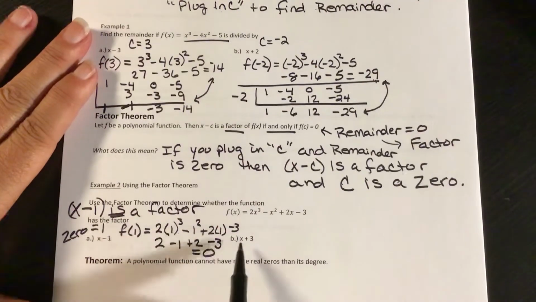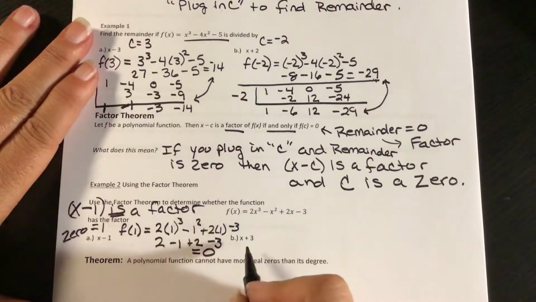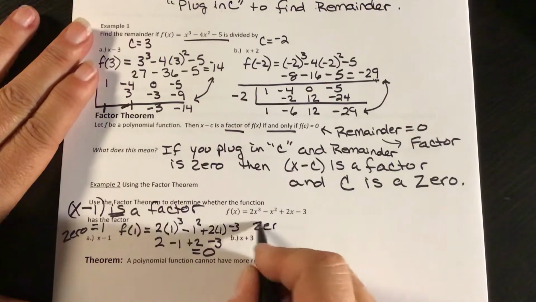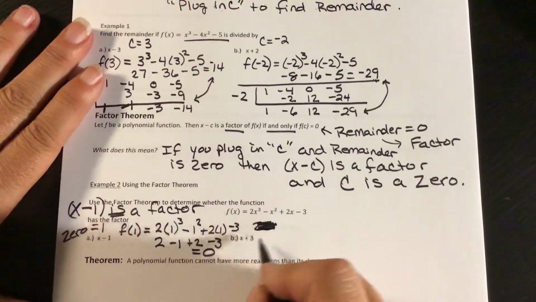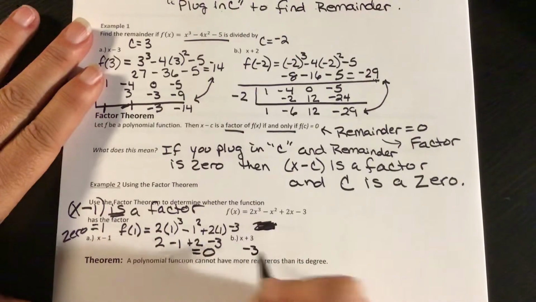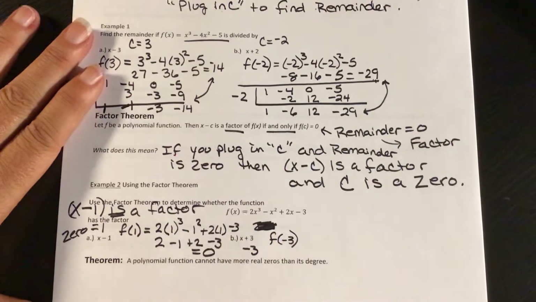All right, so now let's try x plus 3. I can either plug in negative 3, because that's my 0 here, or that's my c value. I don't know if it's a 0, but the number subtracted from x is negative 3. And I can find f of negative 3, or I can do synthetic division and look for a 0 remainder.